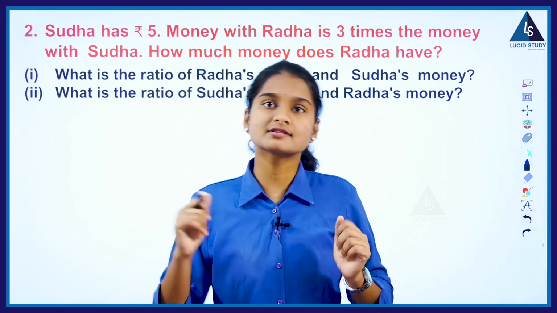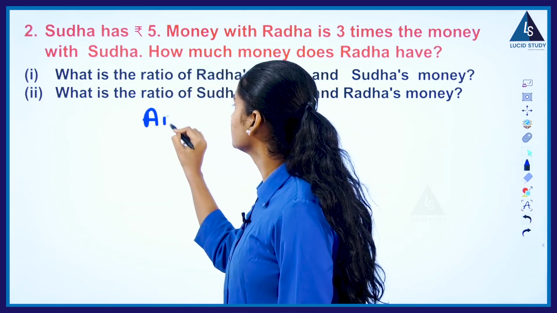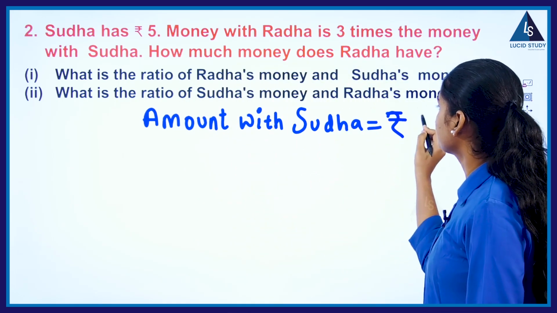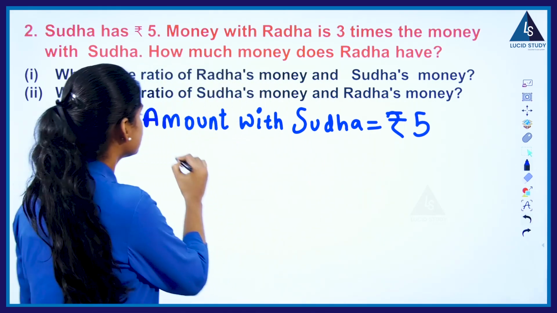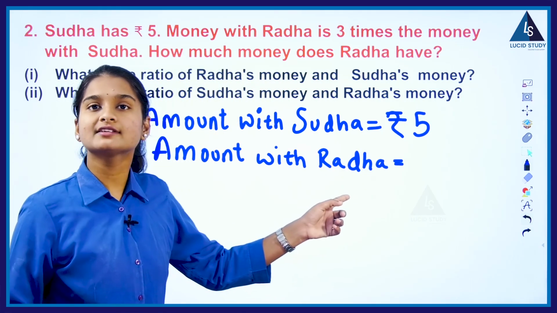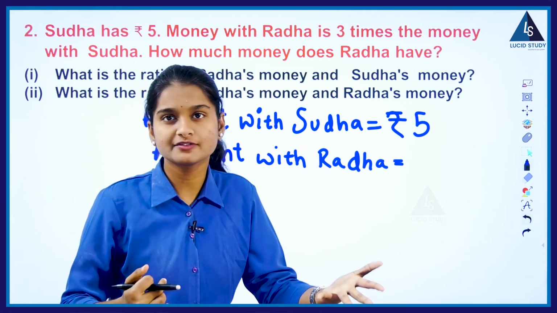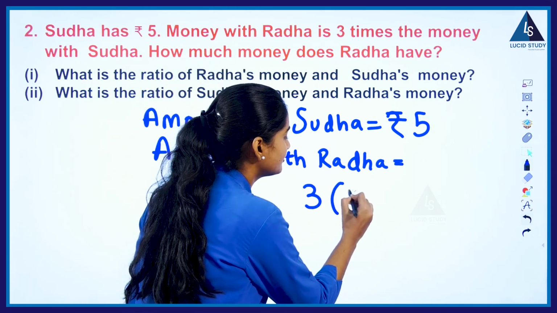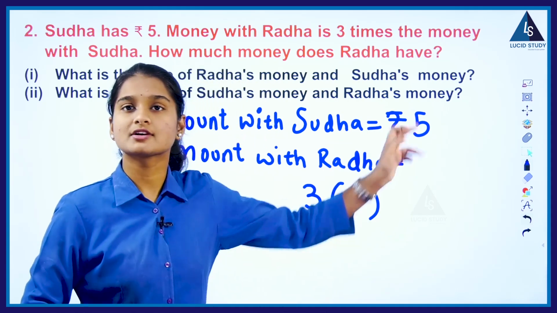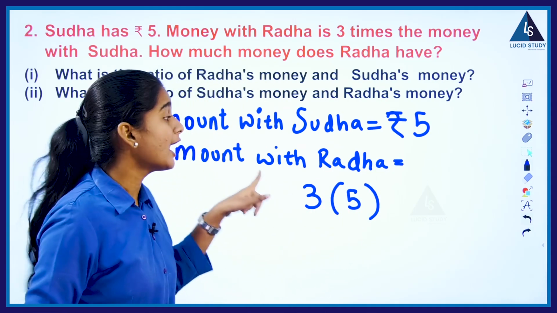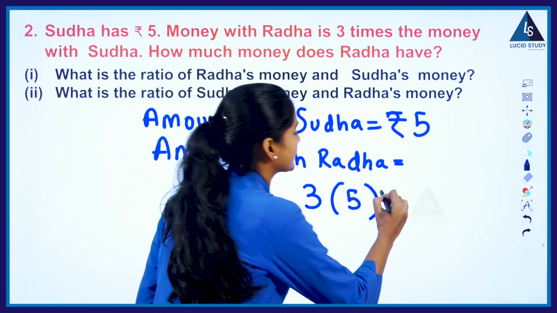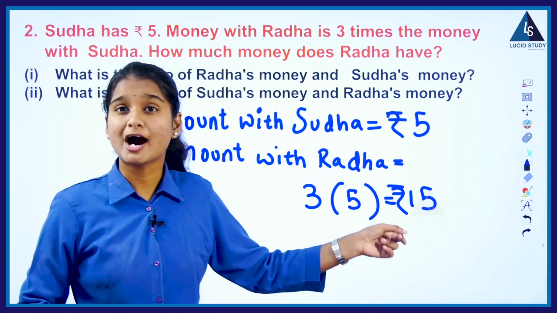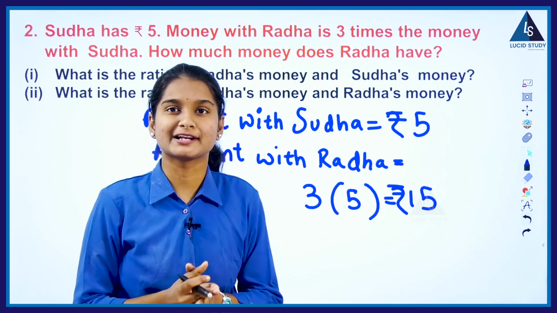How much amount does Sudha have? Amount with Sudha is equal to ₹5 and amount with Radha is 3 times of amount with Sudha, which is nothing but 3 times of 5 because Sudha has ₹5. 3 times of 5 is nothing but 15. Therefore, amount with Radha is rupees 15.